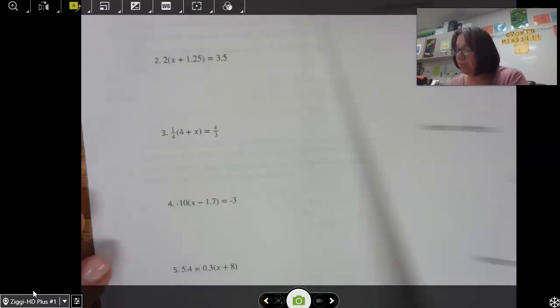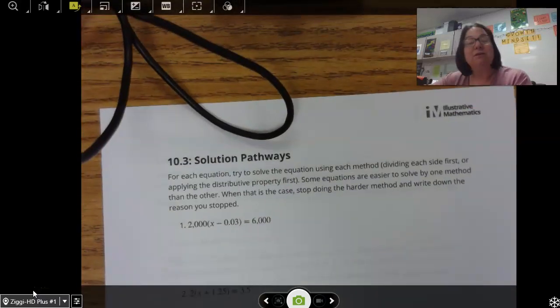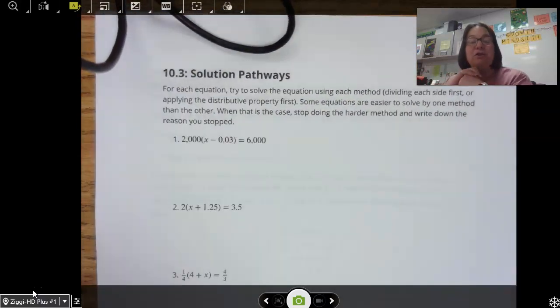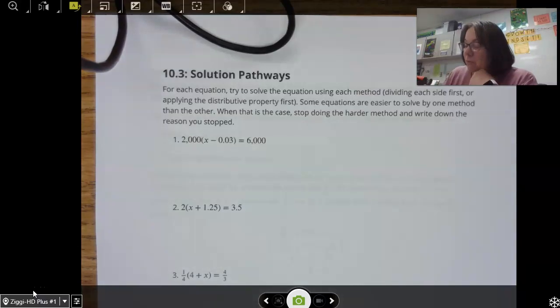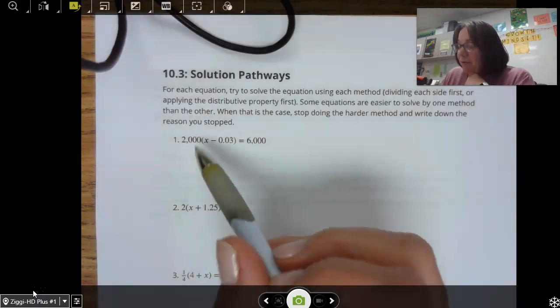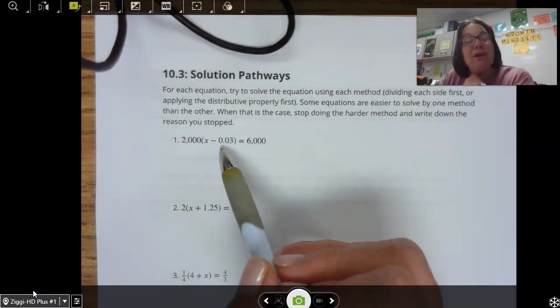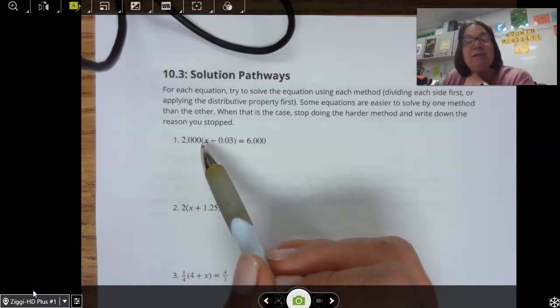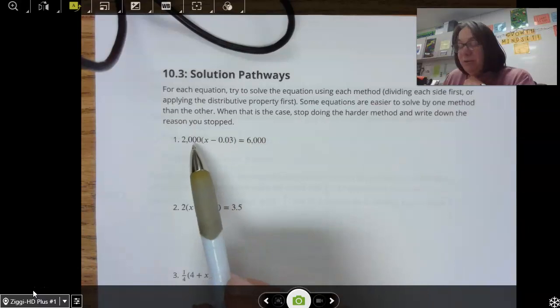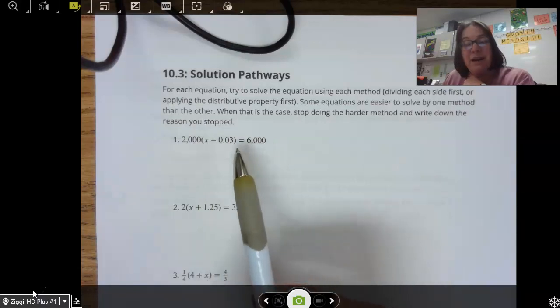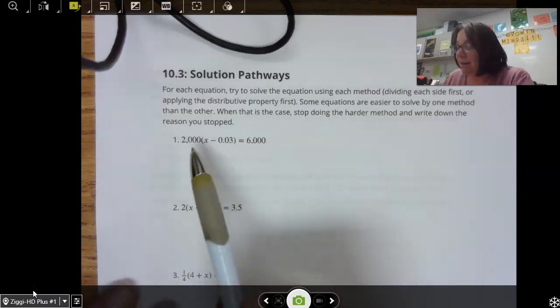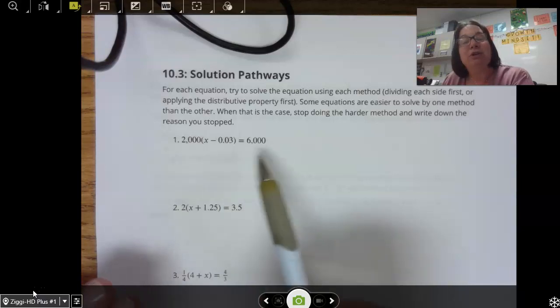Turn the page. We are doing solution pathways. So now we know there's more than one way you can solve a solution. Sometimes when we have a number in front of a parenthesis, we may choose to divide first to eliminate that number. Sometimes you can choose to distribute first instead of dividing. And we've done problems both ways in previous assignments. But let's take a look and see how we can decide which one we should use.